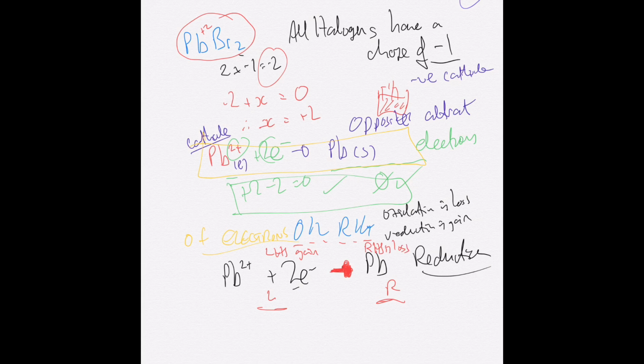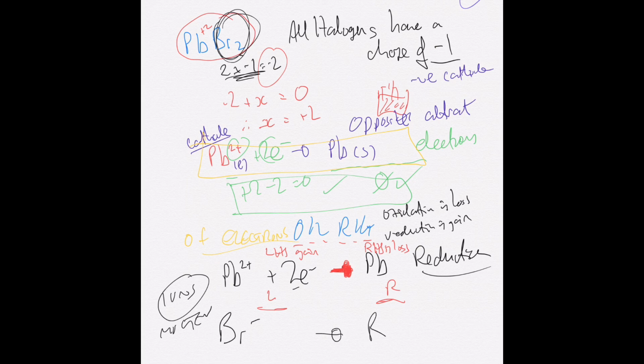Okay, so we've got our lead, we've got our reduction. You can't have reduction without oxidation. So what's the oxidation? We've also got Br-, because PbBr2 is our Br. It's 2 times -1. So the bromide ion is going to be floating around. Don't forget the ions need to be free to move. They're free to move because it's molten, melted. Br minus is going to make bromine.